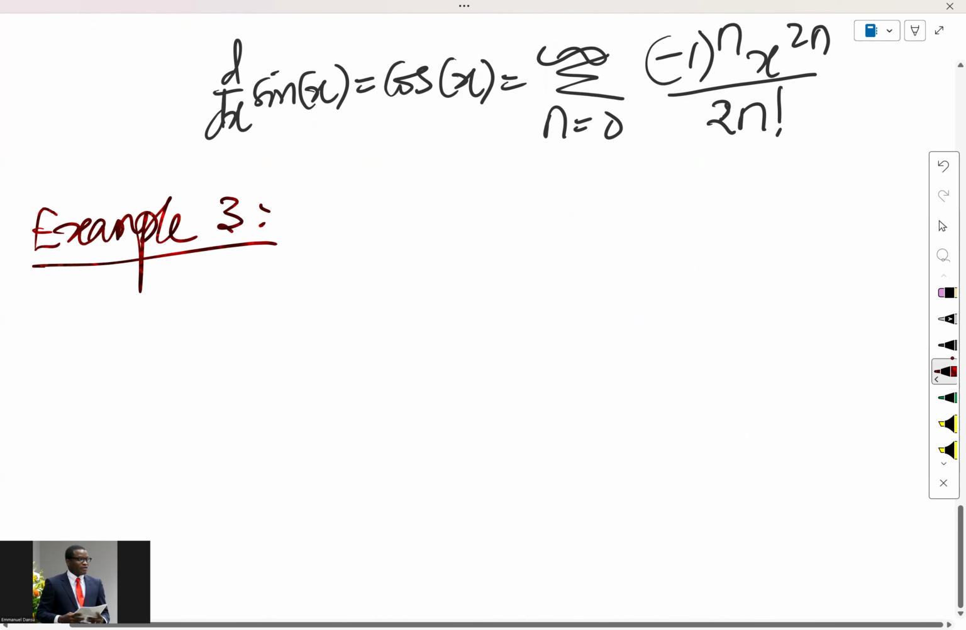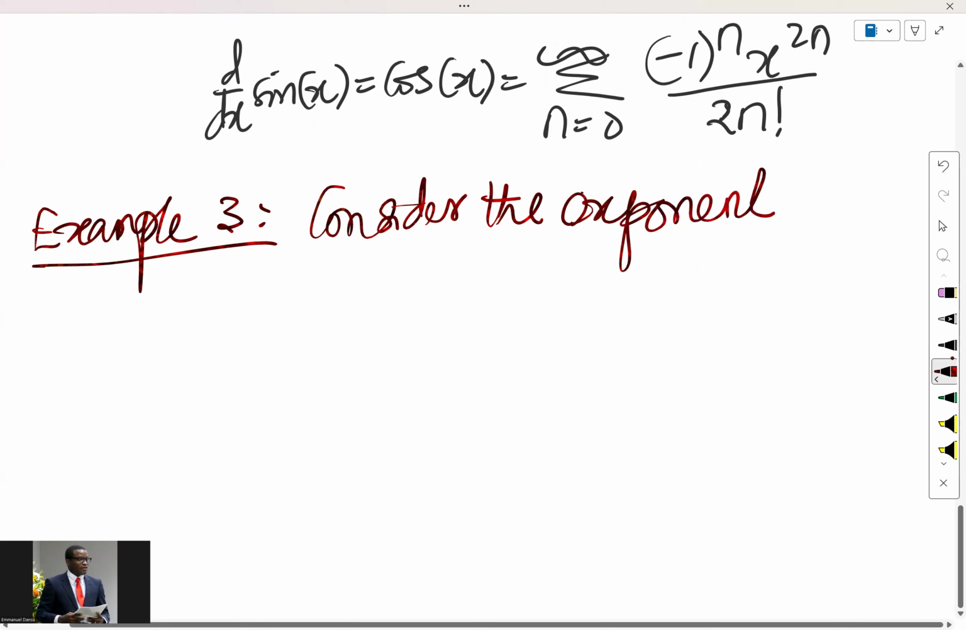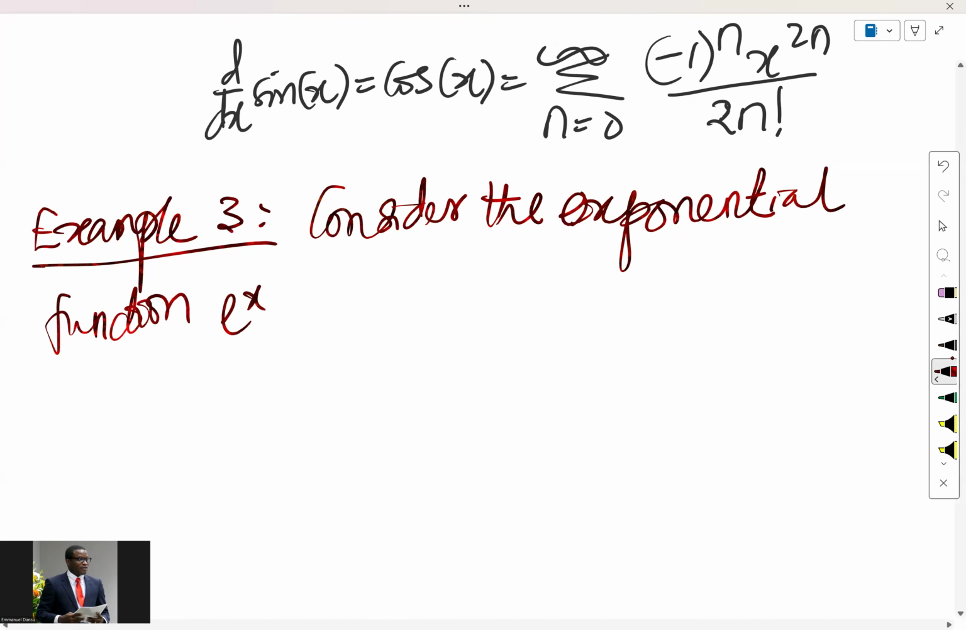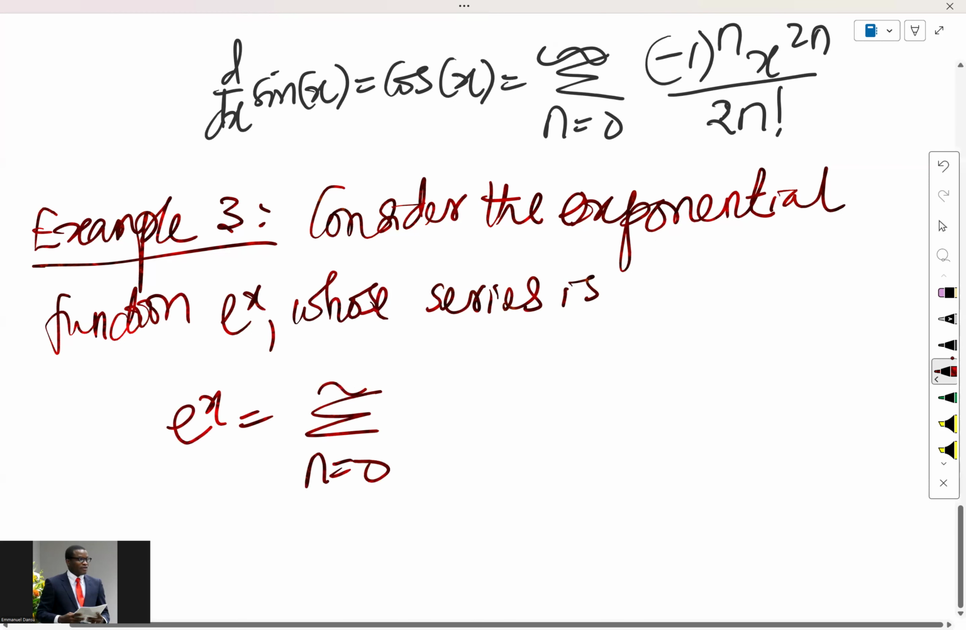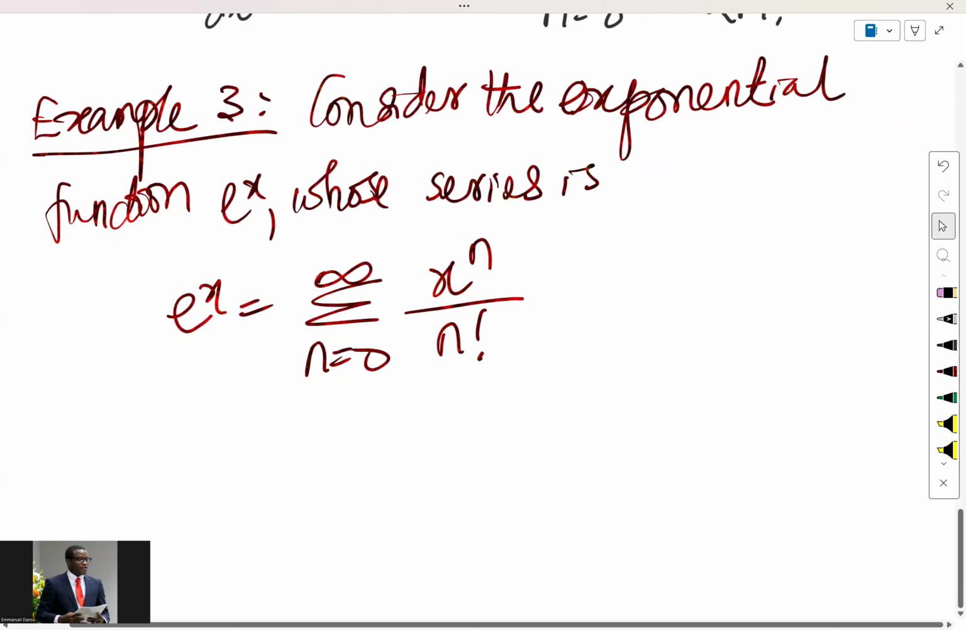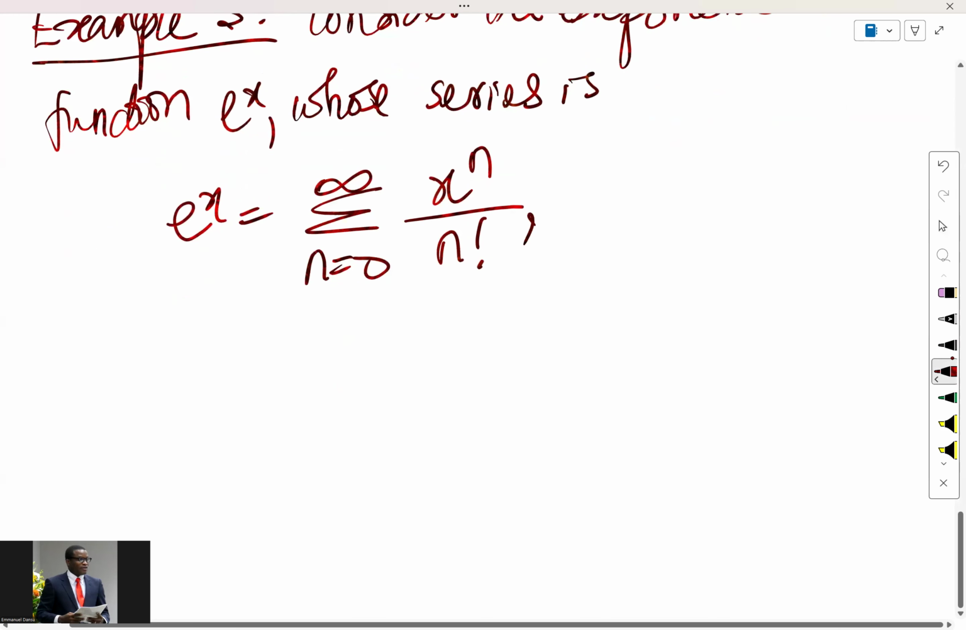So consider the exponential function e raised power x, whose series is e raised power x equals summation from n equals 0 to infinity of x raised power n all over n factorial.